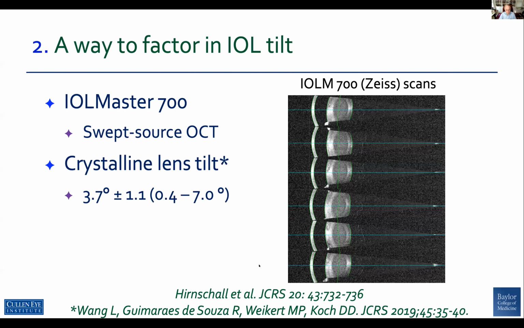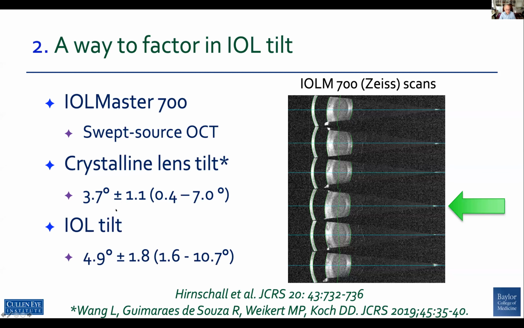But we found that the crystalline lens tilt in the eye was on average 3.7 degrees, up to 7 degrees. And of these, it measures in 6 different meridians. And here you can see the meridian where there's the greatest amount of tilt. And in fact, this is horizontally, right through horizontally. This is the nasal side. This is the temporal side. And you can see that the nasal side of the lens is more anterior than the temporal side of the lens. And when you go to the IOLs, notice that there's more tilt with the IOL, and it gets even higher, up to 10.7 degrees.